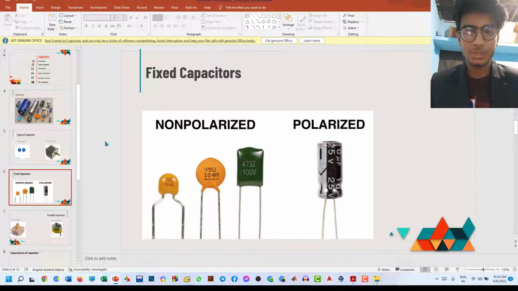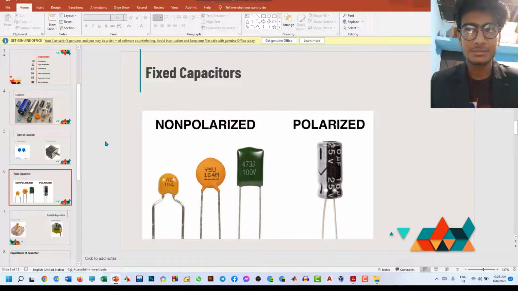Now I will talk about non-polar capacitor. A non-polarized capacitor is a type of capacitor that has no implicit polarity. It can be connected either way in a circuit. They are mainly used in circuits of coupling and decoupling, timing and oscillation.